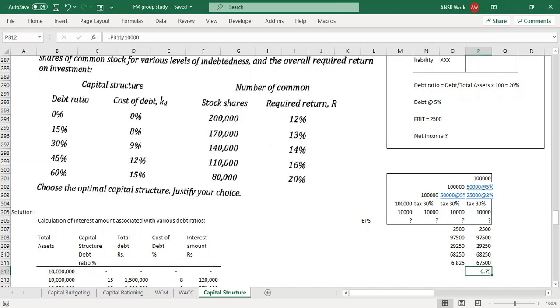Everybody is using pen and paper now, right? Everybody got it? 6.75. Any doubts in that?